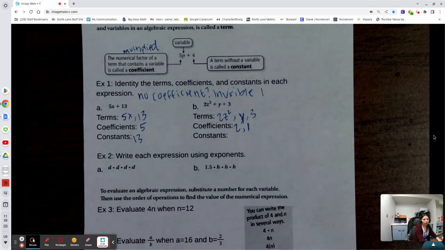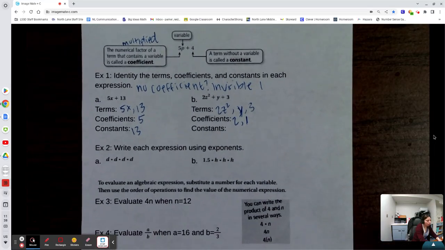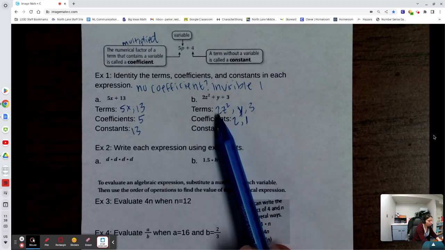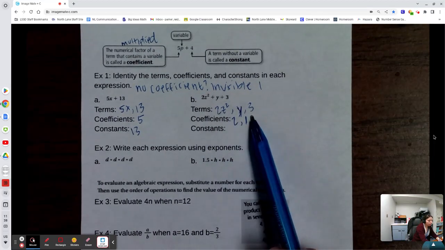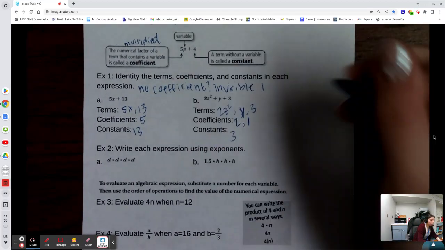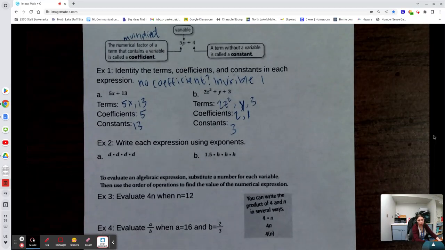1 times y is still y. And last but not least, constants. Remember, constants are terms with no variable, so look through your terms. The only one I see with no variable is the number 3, so that is our constant 3. Terms are the pieces that are added together. Coefficients are the numbers that come in front of a variable, that are attached to it, that are multiplied by it. And then constants are terms with no variable at all.